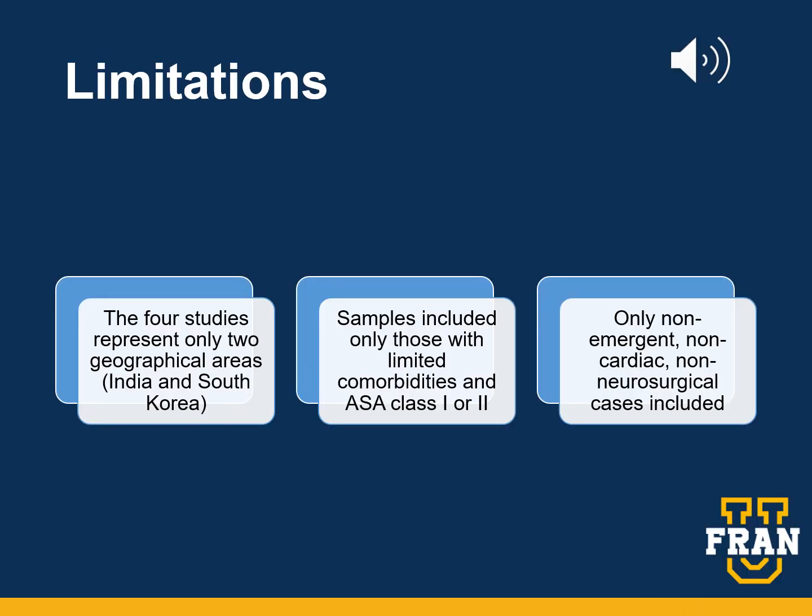There are a few limitations concerning the studies involved in this review. 3 of the studies were conducted in India and 1 in South Korea, representing only 2 demographic regions. The population sampled, while generous in size, did not include those with various comorbidities, nor an ASA class greater than 2. This limits the generalization of results to those with health conditions or of a higher ASA class. These studies also included only elective, non-emergent, non-cardiac, and non-neurosurgical cases. The restricted patient characteristics within the studies limits the applicability of findings to the general surgical population.